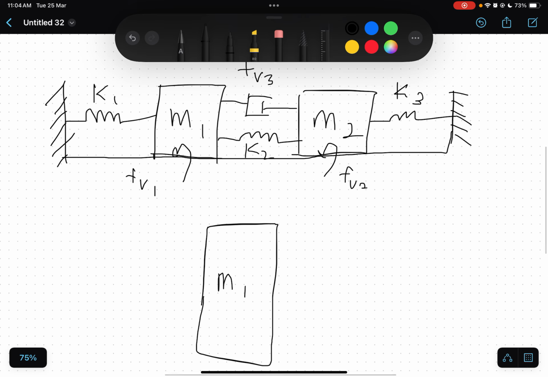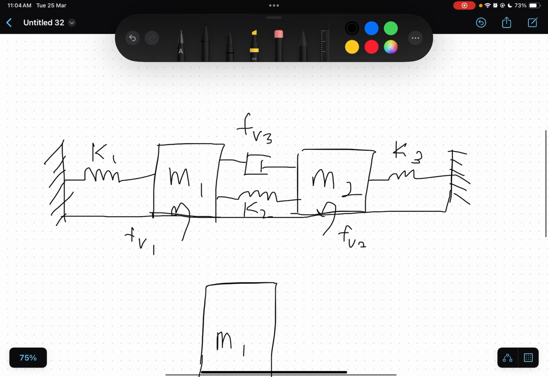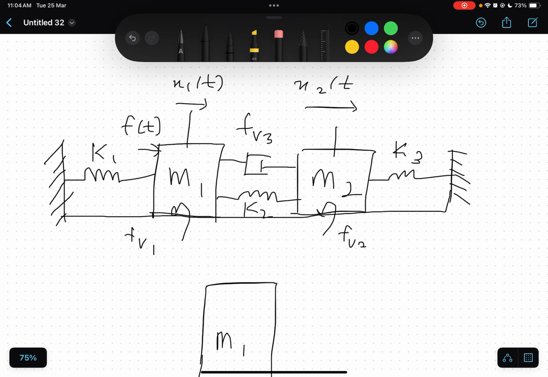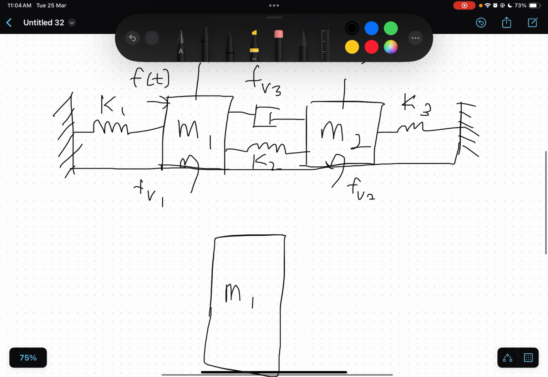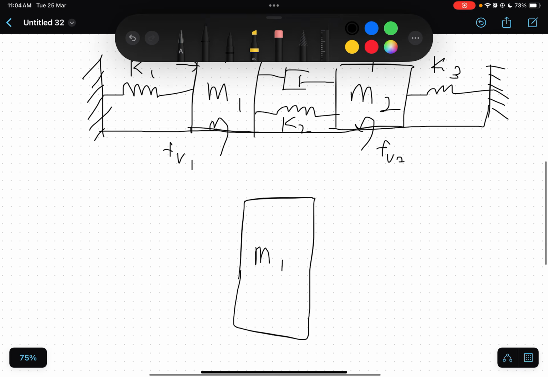Okay, so for M1, oh, I forgot to draw the FT. So FT is here. And we have the displacement X1 T. We have the displacement X2 T. Okay, so firstly we have the force Ft, which will become Fs, pushing the block of M1 to the right. So this is Fs.